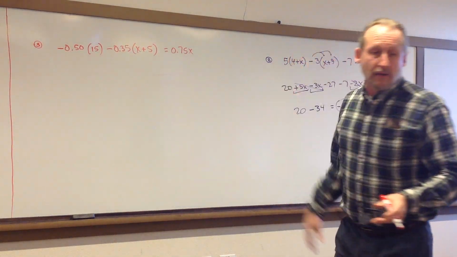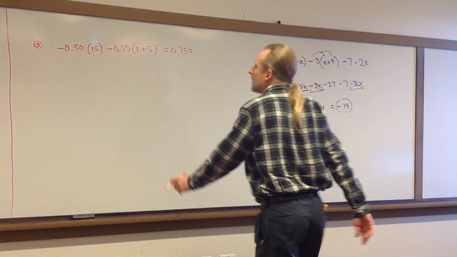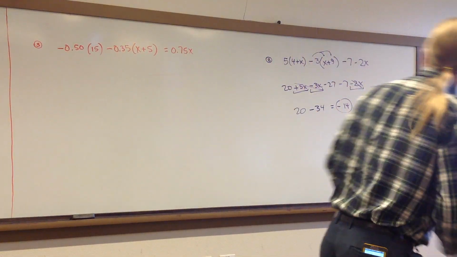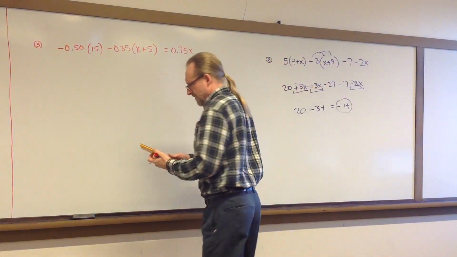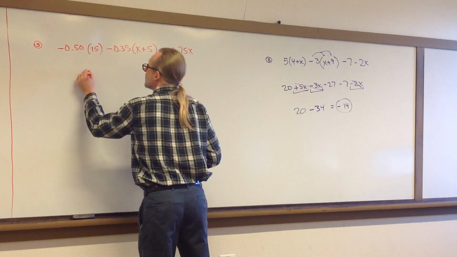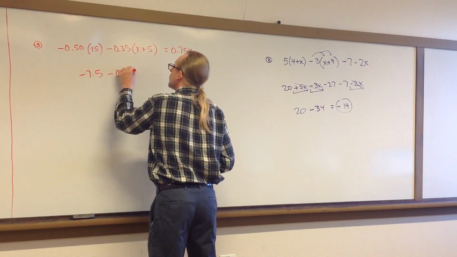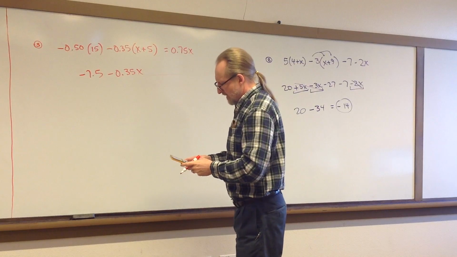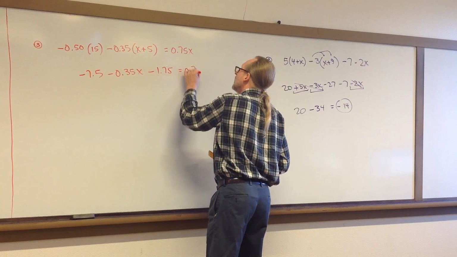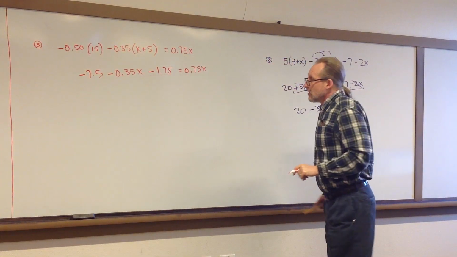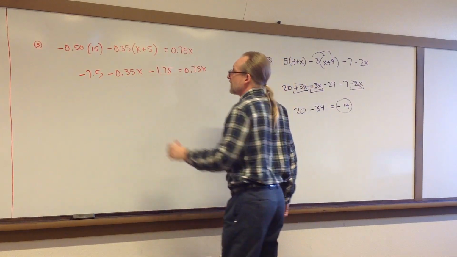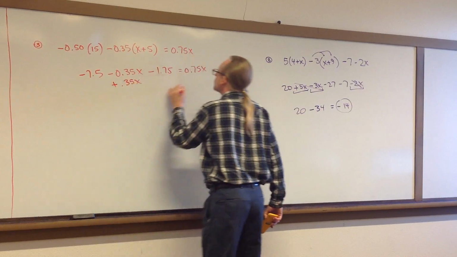Okay, so just like we did in problem 2, we want to get rid of these parentheses here. And so I'll go ahead and multiply, let's see here, negative 0.5 times 15. So that'll be negative 7.5 minus 0.35x, and then 0.35 times 5, so minus 1.75 equals 0.75x. So I'm going to put these two together, and I'm going to move that negative 0.35x to the other side. So let me do that first.